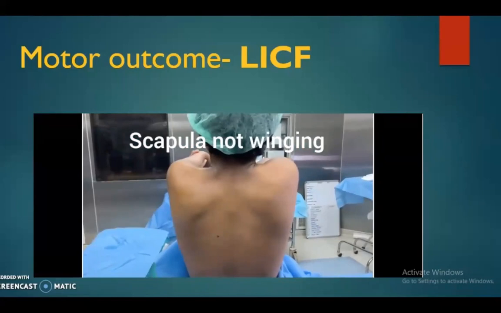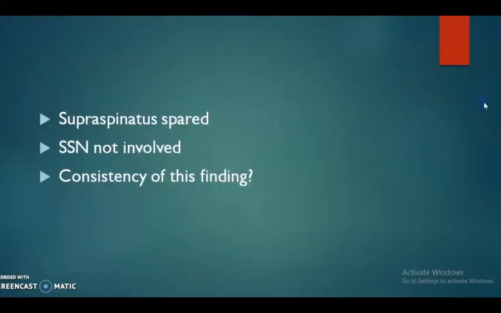So this shows that he was able to abduct his arm for the initial 15 degrees, which means the supraspinatus muscle action is intact or spared. So the suprascapular nerve is not involved here in the lateral intraclavicular fossa block that we gave. Okay, what is the consistency of this finding?